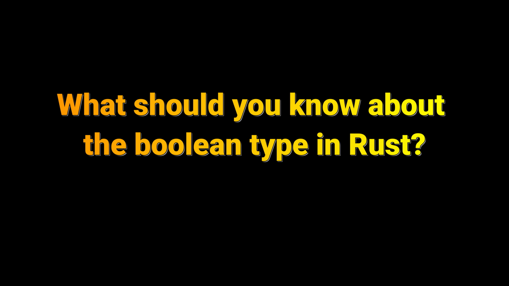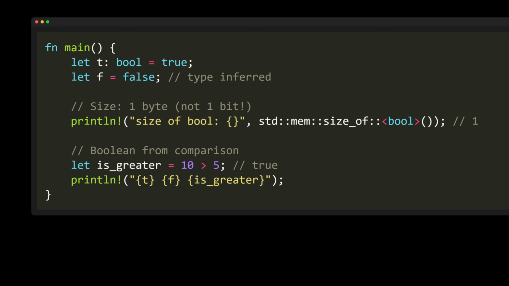Question: what should you know about the Boolean type in Rust? A Boolean in Rust can be either true or false. Even though it only stores one bit of information, it actually takes up one whole byte of memory. You can get a Boolean value from comparisons, like checking if one number is greater than another.